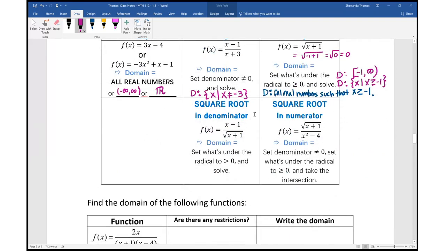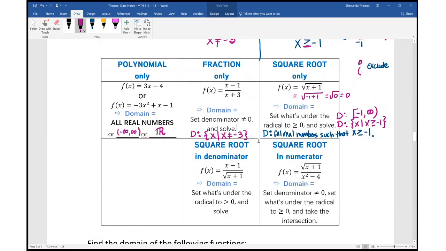Square root in denominator. So we have a square root in denominator. Notice I chose the same exact radical, square root of x plus 1. This time, though, that radical is in the denominator. So what is the difference? If it's in the denominator, we do not want it to equal 0.